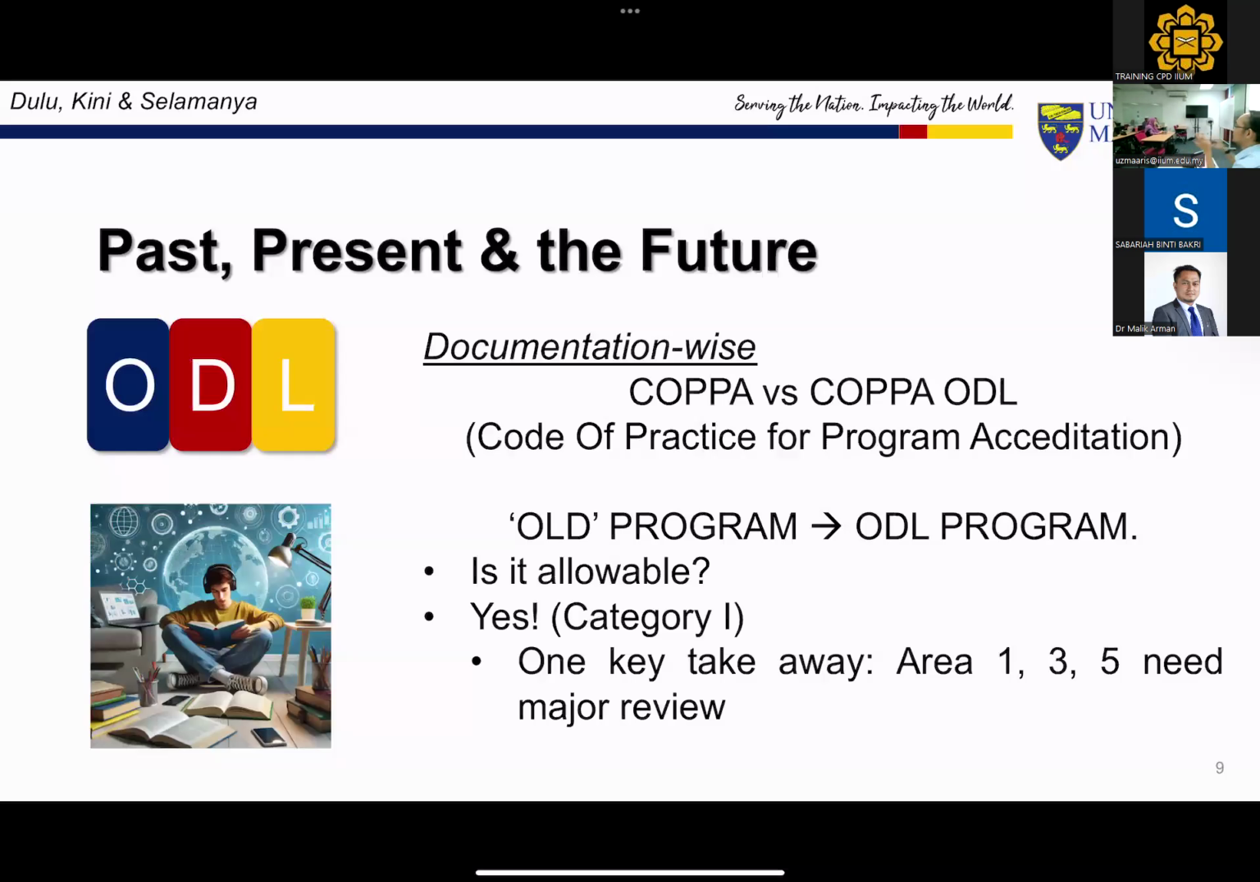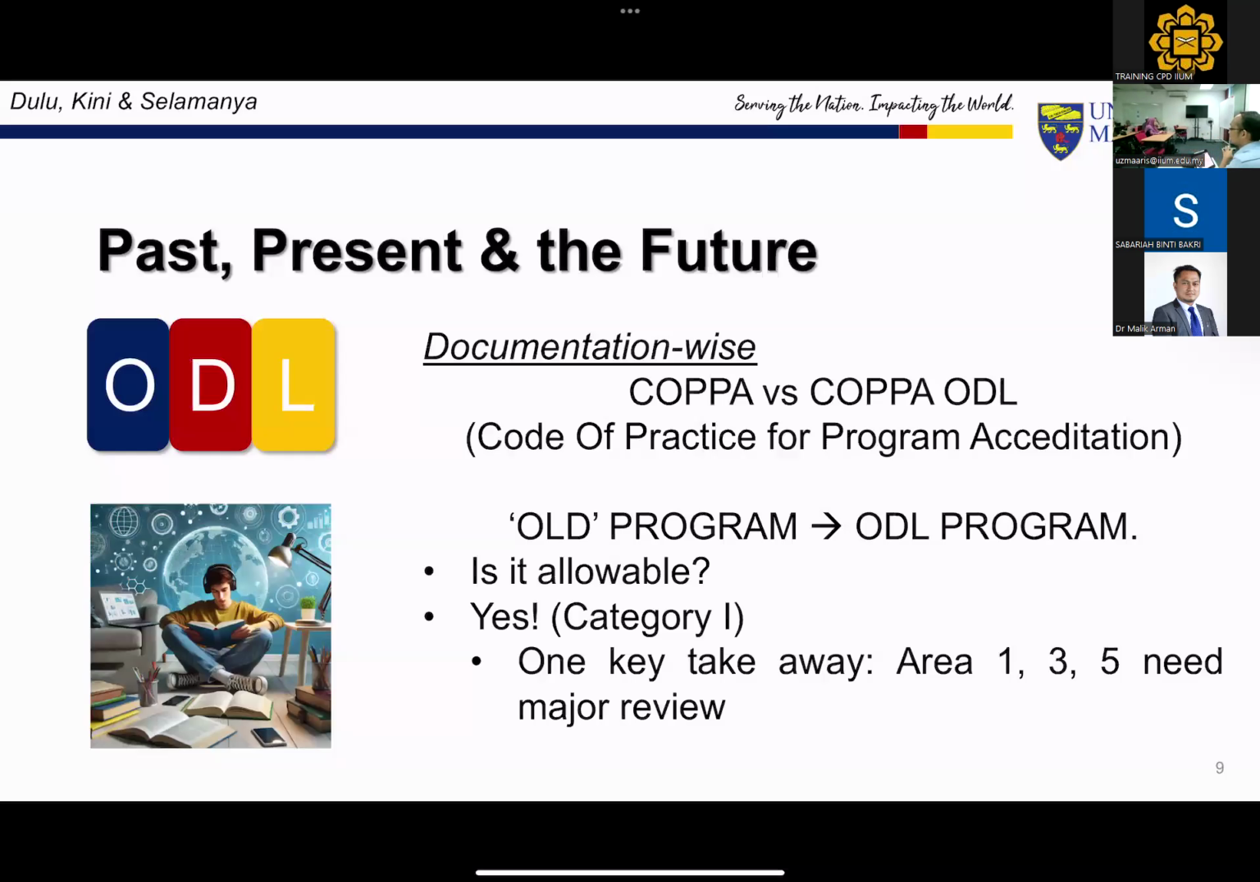So you have the old one, and you develop a new one from it. Category one is normally faster for approval, even at MQA level, because they already have all the records and documents on their side, so they can easily compare what you offered previously and what you're offering now. Category number two is where you want to develop a new program, where MQA doesn't have any record of that particular program.